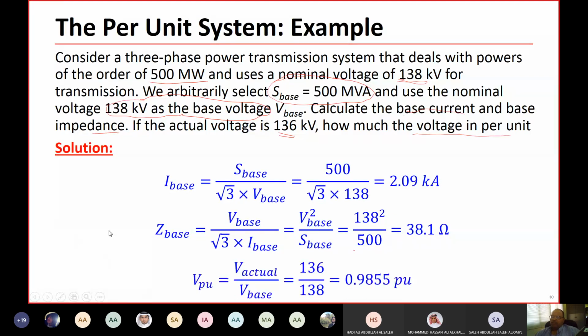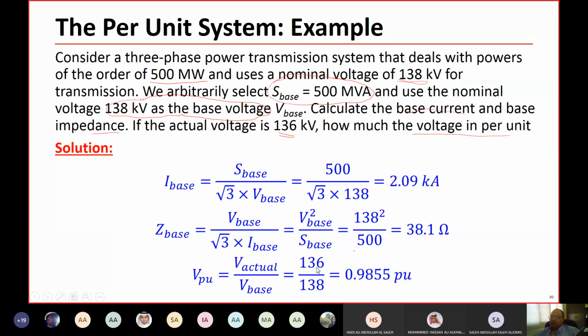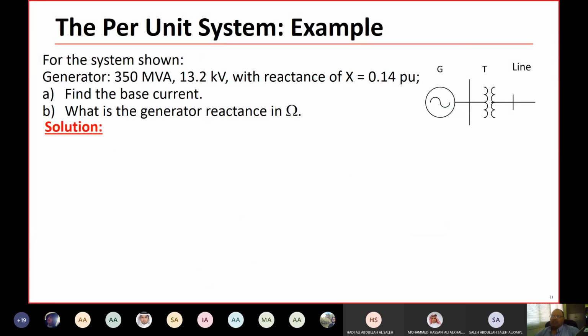This is the base impedance, and if the actual voltage is 136, and you take the base value equal to 138, that means the voltage in per unit is 0.9855. Okay, clear? Just an illustrative example. So let us take another example.